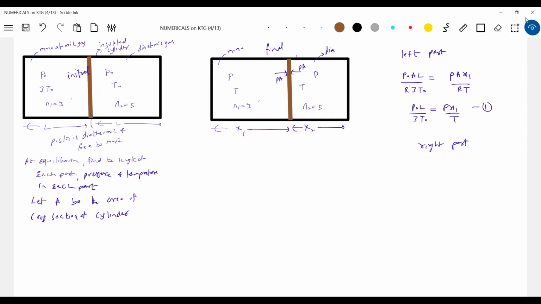If you solve and get them equal, okay, no problem. But you should assume them to be different. The number of moles in the right part should remain the same. So based on that, in the right part, P naught AL by RT naught should be equal to PAX2 by RT. Now you have to ask one best question, sir. Why should pressure be the same? Finally, equilibrium is achieved. Net force should be 0 on the piston. So pressure should be the same. Go back to fluid statics. This gas is a fluid. The pressure into area will be the force. Pressure into area will be the force. So this will be P naught L.